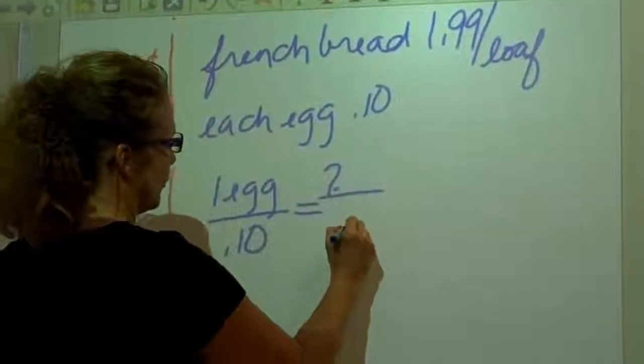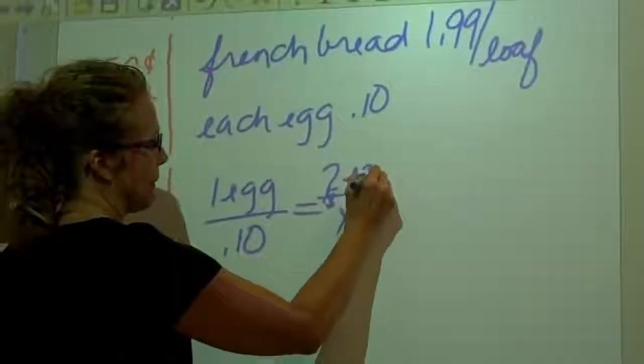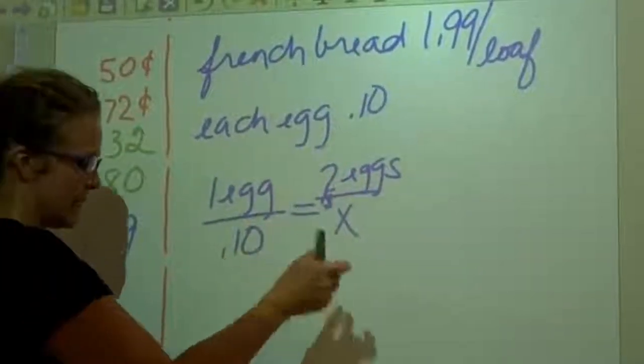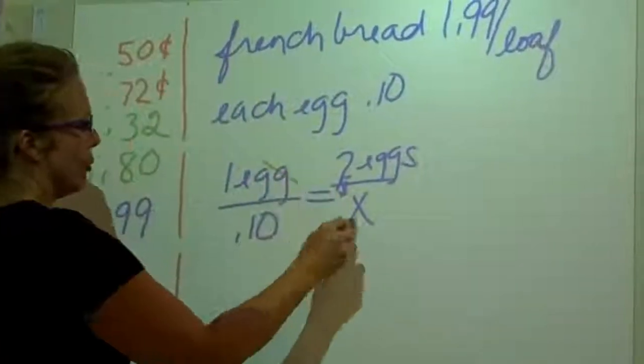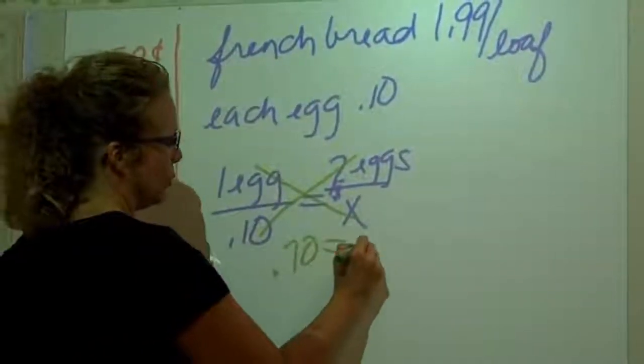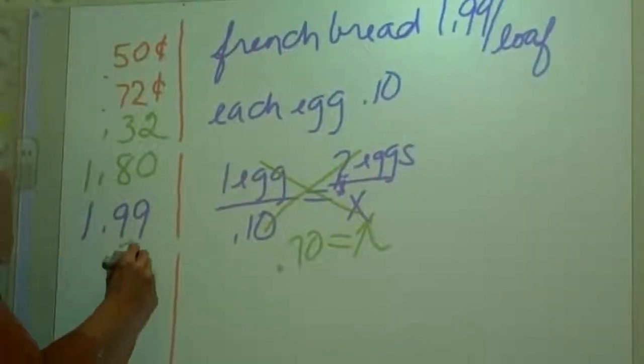7 eggs over x. All right, so we have egg to egg, money to money. Life is good. Cross multiply, and you get 0.7 equals x. All right, so we can add 70 cents to our list over here.